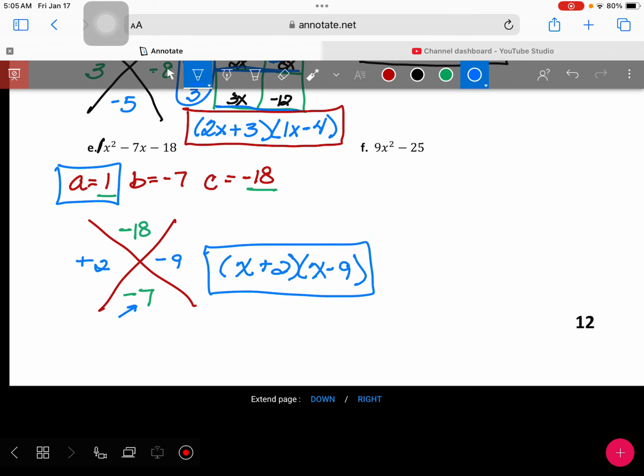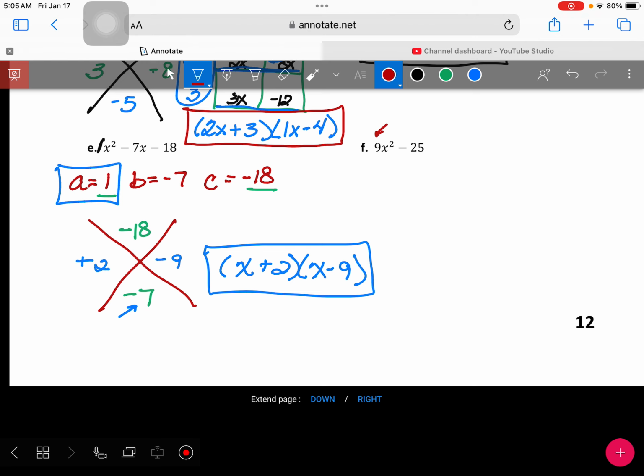And finally, we have the last one, 9x squared minus 25. Looks like a difference of 2 squares, but I need to check to see if I have a factor that can divide out first. Smallest coefficient is a 9. So factors of 9 are 1 and 9. 9 is not a factor of 25, and 3. And 3 is not a factor of 25.